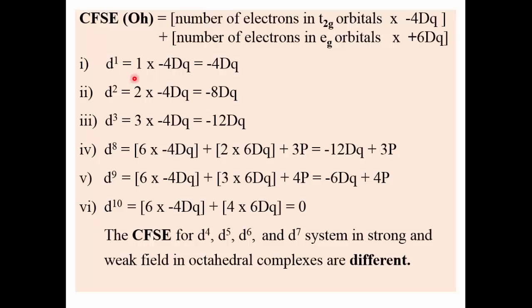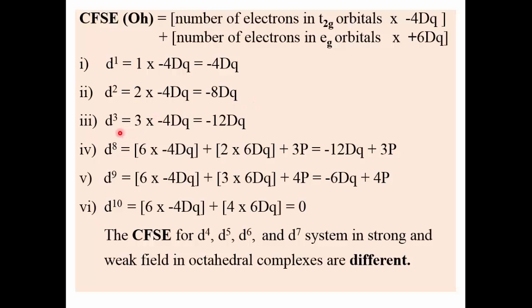So for D1, there is only one electron. That electron enters into the t2g orbital. So 1 into its energy, minus 4dq. Therefore, CFSE for the D1 system is minus 4dq. For the D2 system, 2 electrons enter into the t2g orbital, into its energy minus 4dq. So 2 into minus 4dq becomes minus 8dq. This is the CFSE for the D2 system in both weak and strong field complexes.